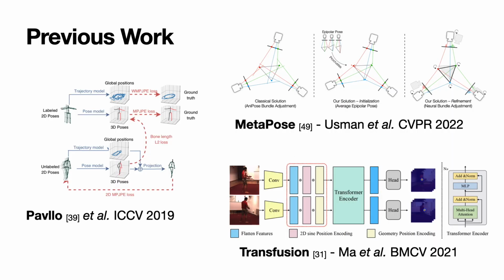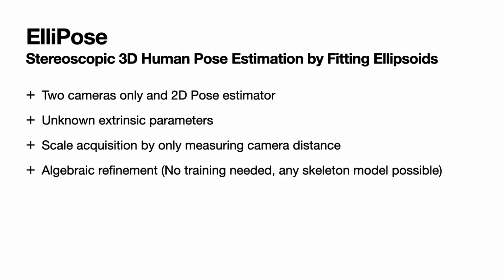Previous work has already tried to shrink the cost of 3D pose data by reducing or even fully omitting 3D ground truth data. Pavlo and his colleagues, for example, strongly reduced the amount of data by using a backpropagation loss. MetaPose uses multiple cameras to triangulate poses and subsequently refine them using bundle adjustment, and Transfusion performs cross-view 2D pose refinement using a transformer encoder. This is why we present ElliPose.